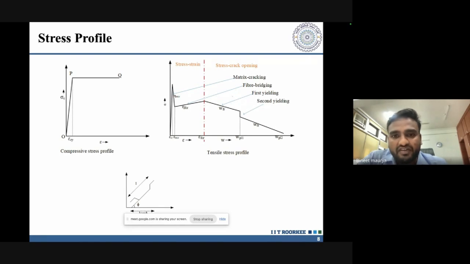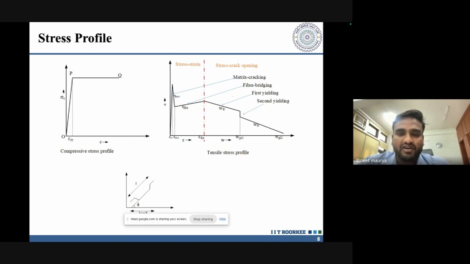So what we did, we combined both stress-strain and stress-crack opening. We decided on one point, that is the strain limit, and bifurcated. Up to that point we can apply the stress-strain approach, and after that, the stress-crack opening. So let me explain how I have taken this profile.